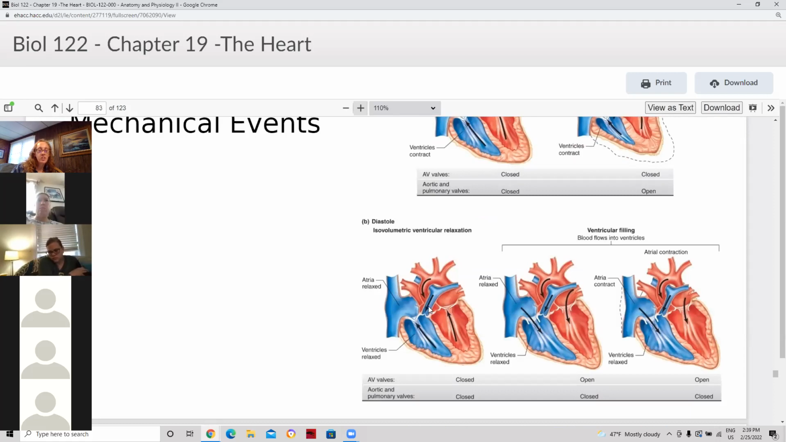And once the blood has been ejected into the arteries, stay with me for just one more minute here. When the blood is now in the arteries, the pressure is going to become less in the ventricles than what it is in the arteries, and the blood is going to try to move back. It's going to try to flow back where there's a lower pressure in the ventricles and fill up the semilunar valves and close them.